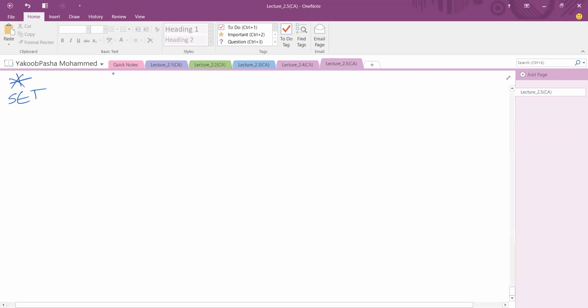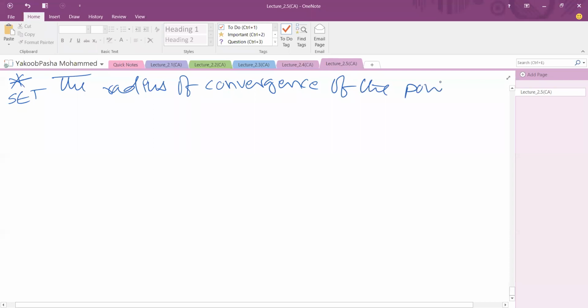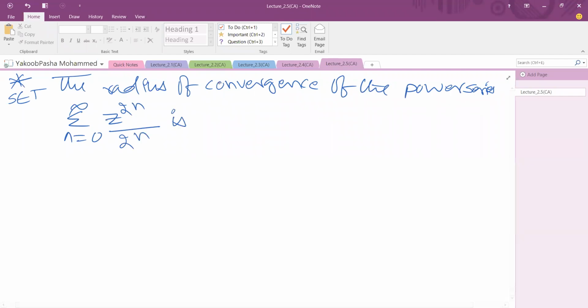The radius of convergence of the power series summation n equal to 0 to infinity, z power 2n by 2 power n.